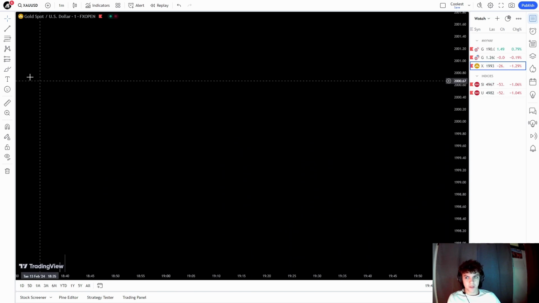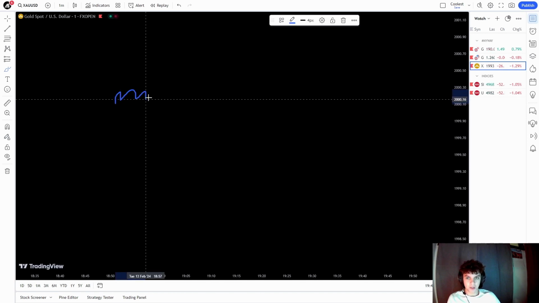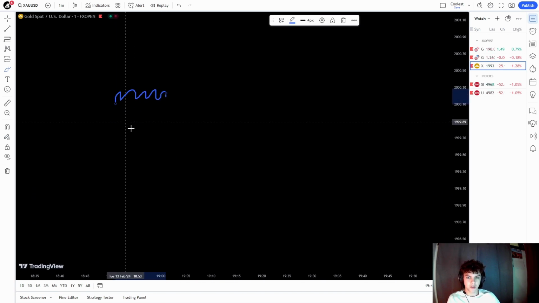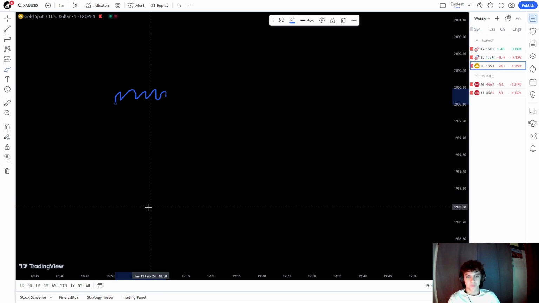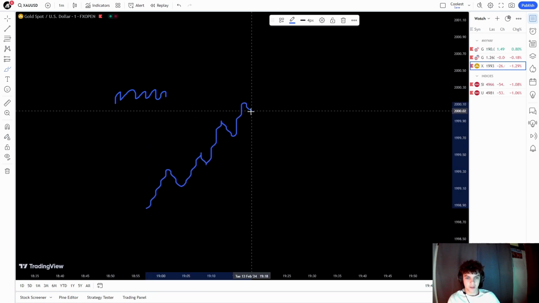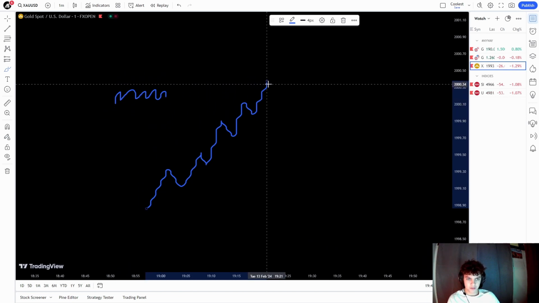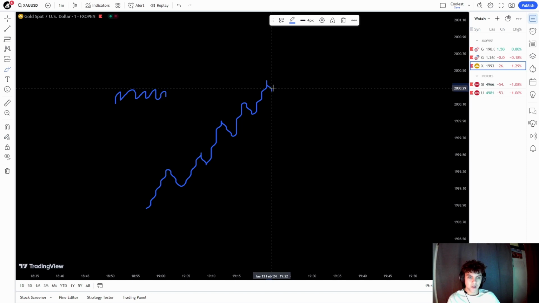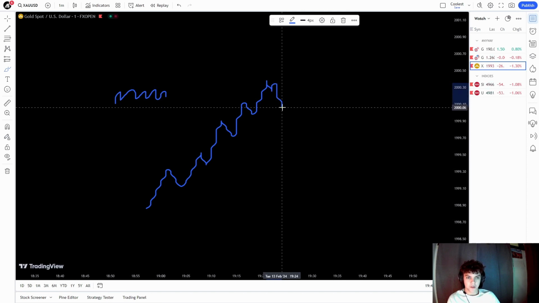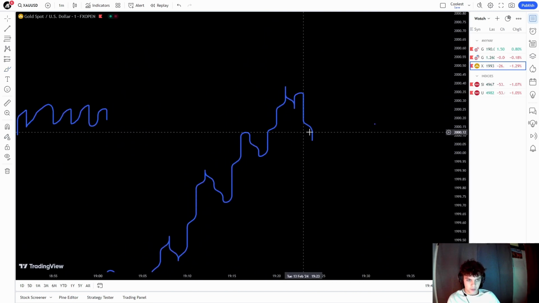But what is an order block? Let me just try and explain it. Let's say we have liquidity up here. This is an area of liquidity. The price is on an uptrend, meaning it's making higher highs and higher lows. We sweep the liquidity, then we make a break of structure right here.